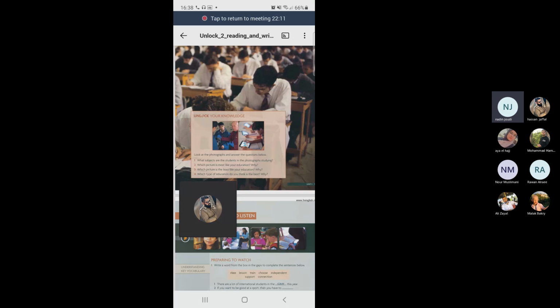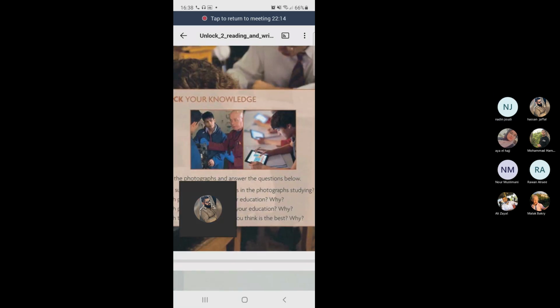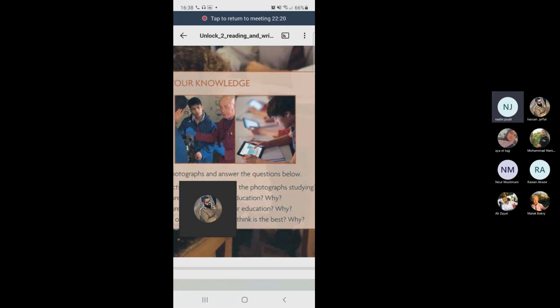Now let's take a look at these two pictures. Are they similar? No.